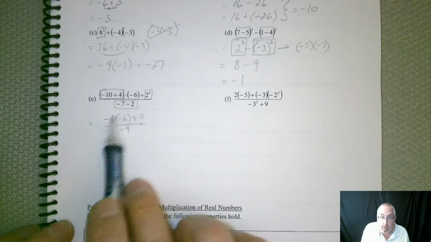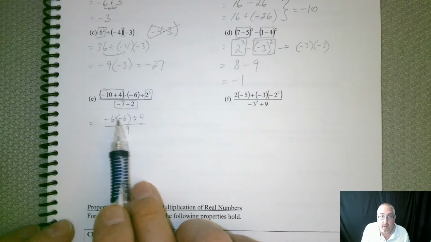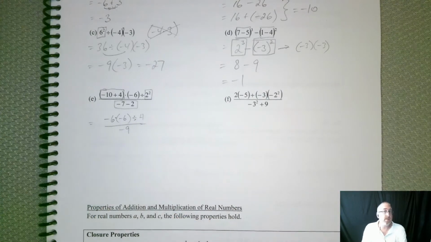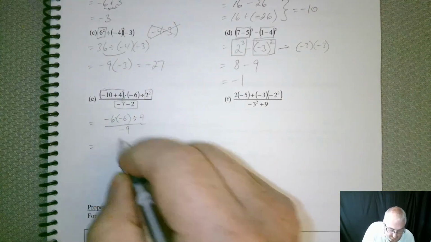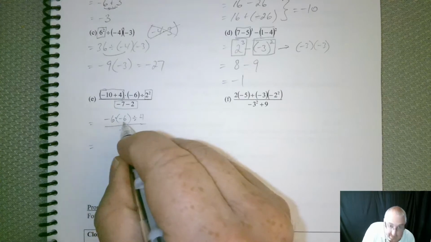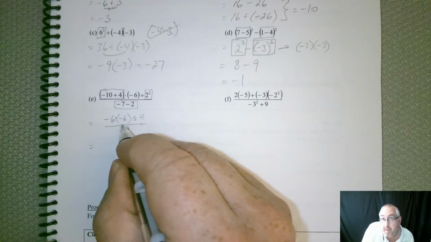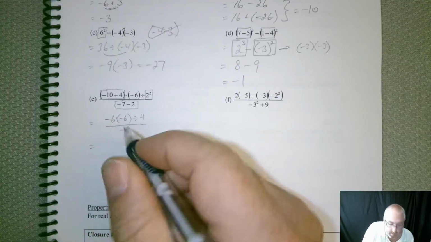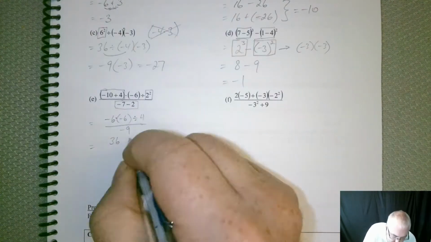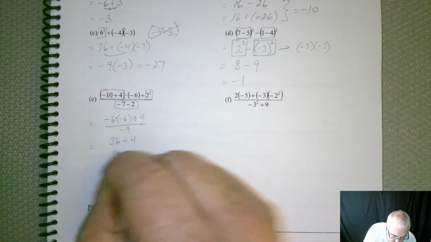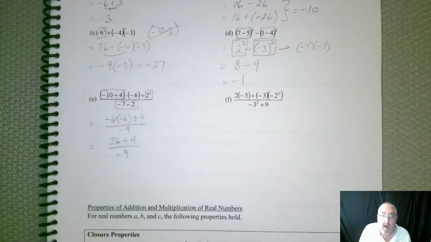So now we got multiplication, and then we got division. So which one do we do first? Hopefully you're saying from left to right, because that's what you got to do. So we want to do that multiplication first. So negative 6 times negative 6 better be positive. So positive 36, so we don't need any parentheses. Divided by 4 all over negative 9.